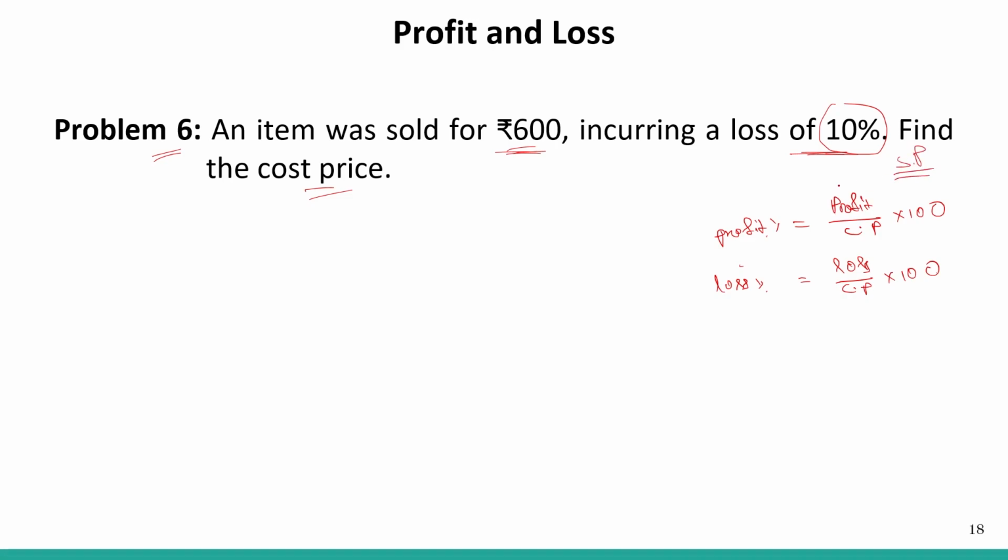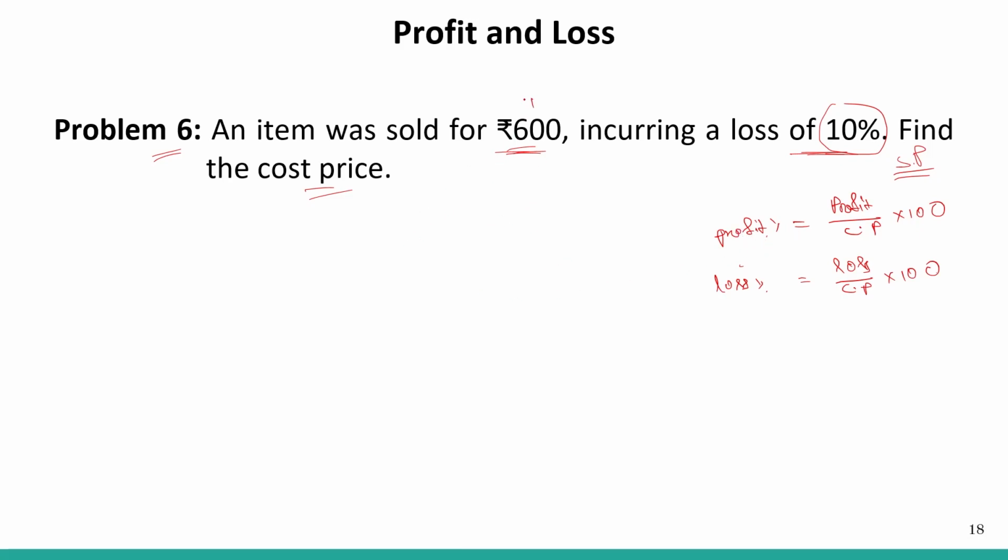And if you can calculate the profit, you can also calculate what? SP. So if you are given any two of these three, you can calculate the other ones, that is either the SP or the profit percentage or the CP. So let's go forward and see how we can do it.